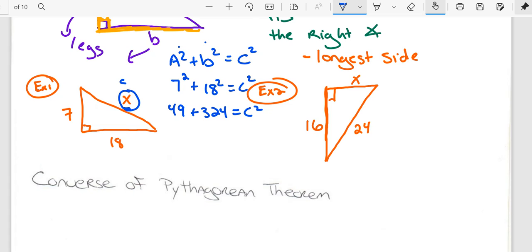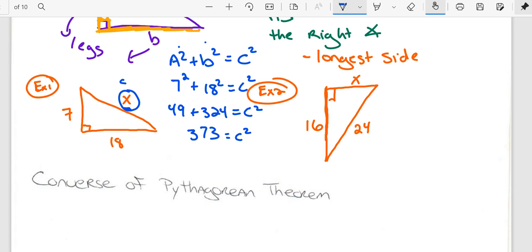The next thing I'm going to do is add the 49 and the 324. When I add the 49 and the 324, I get 373, and that's equal to C squared. I'm sorry, where did I get 473 from? 373. And that's going to be equal to C squared.